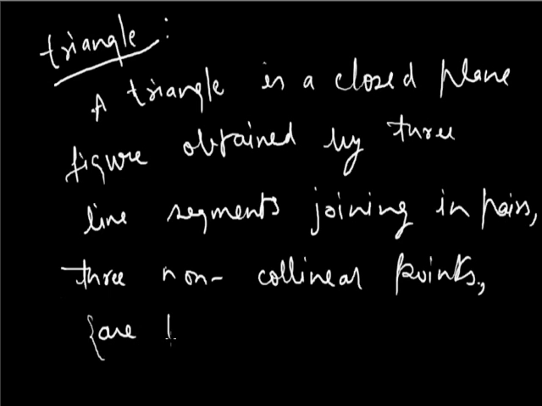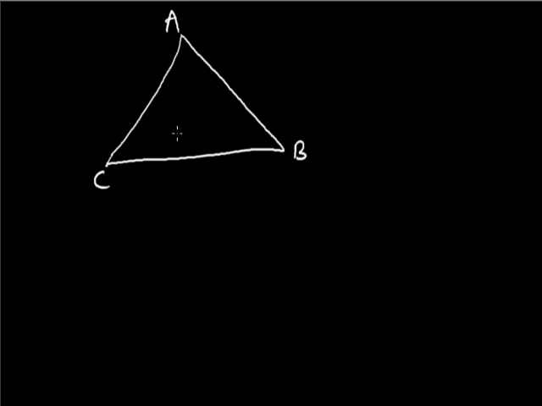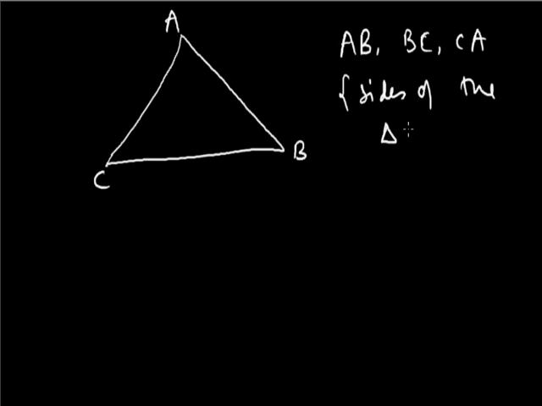These points are known as vertex or the vertices. Vertex is singular and vertices is plural of vertex. Vertices of the triangle. So a general figure of a triangle is like this. It has three sides, or it is obtained by intersecting three line segments at three non-collinear points, which are its vertices A, B and C. So the line segments, or the sides of the triangle, are AB, BC and CA. These are sides of the triangle ABC.